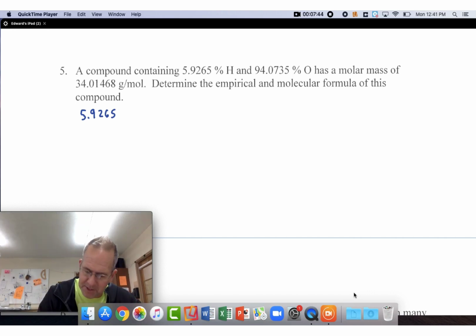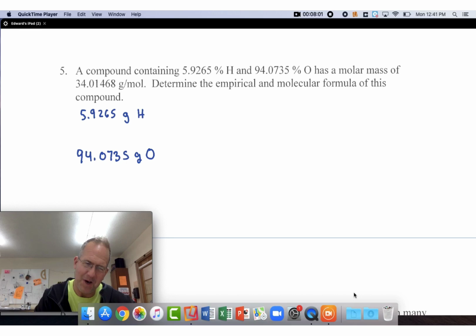And remember, percents can be assumed into grams of H. We have 94.0735, oh my goodness, grams of O. I wonder if this is going to be water. What do you think? Might be. It might not be. Okay, and determine the empirical and the molecular formula for this thing.